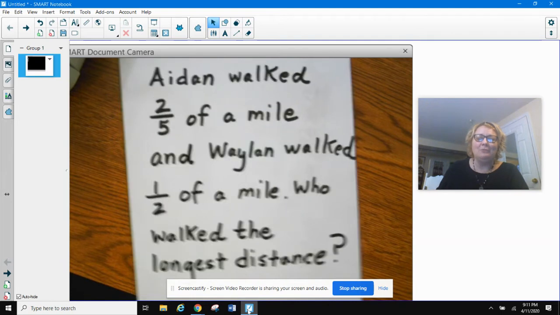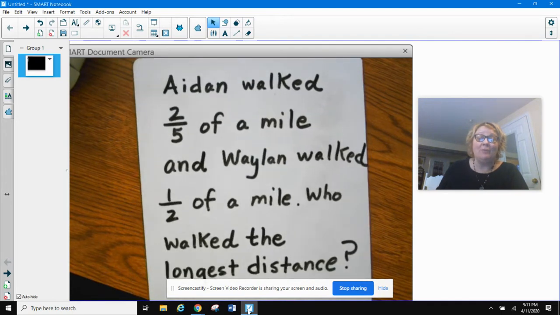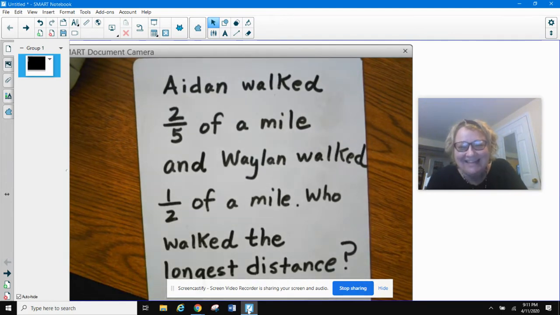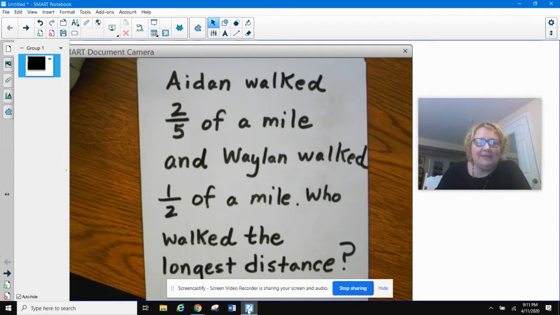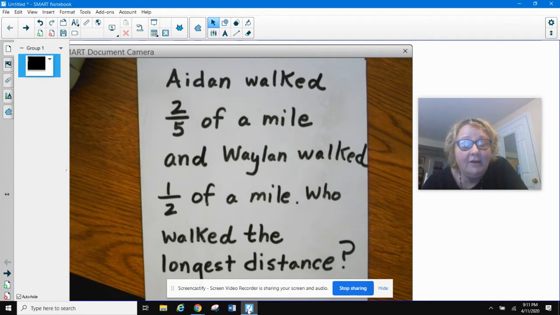Today we're going to look at a word problem. And from the word problem, we're going to think about what it is asking us to do and how we can solve it. So the question is, Aiden walked 2/5 of a mile and Waylon walked 1/2 of a mile. Who walked the longest distance?